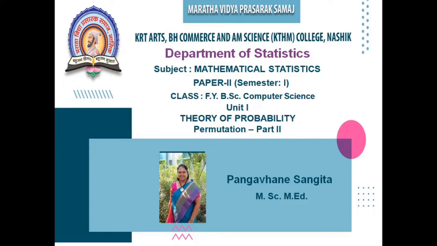Hello students. In the last lecture, we have seen the definition of permutation, the formula related to distinct objects, and the formula related to objects with some repetition. In both cases, we have seen the formula with repetition and without repetition. We have seen some problems related to distinct objects. Now let us see the remaining problems in this lecture.